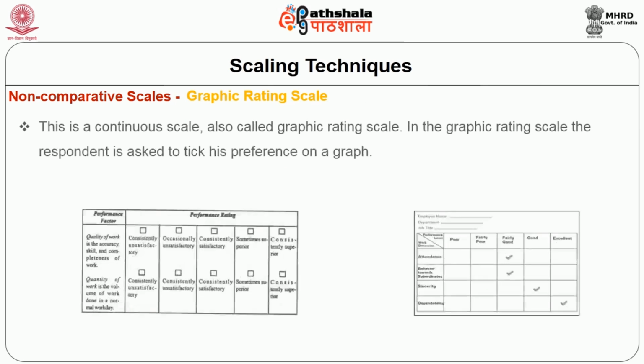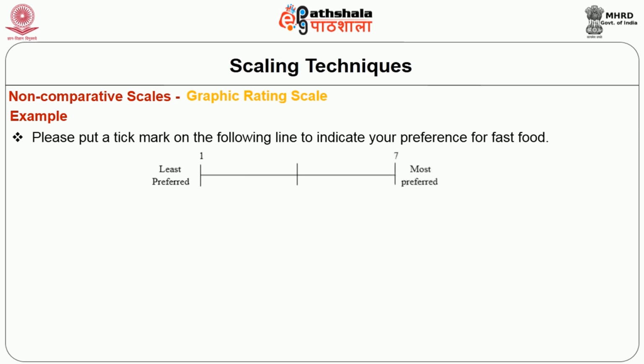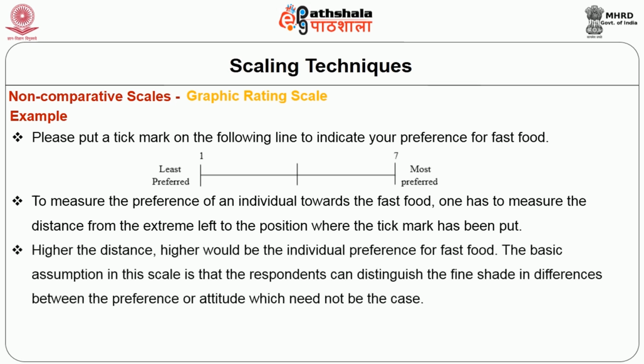Graphic rating scale. This is a continuous scale, also called the graphic rating scale. In the graphic rating scale, the respondent is asked to tick his preference on a graph. Please put a tick mark on the following line to indicate your preference for fast food. You have to indicate from 1 to 7. To measure the preference of an individual towards fast food, one has to measure the distance from the extreme left to the position where the tick mark has been put. The higher the distance, the higher would be the individual's preference for fast food.